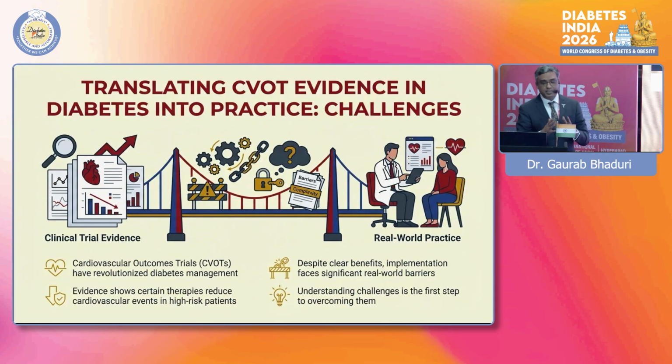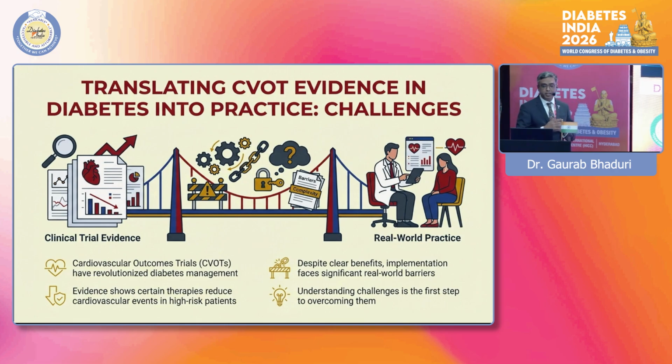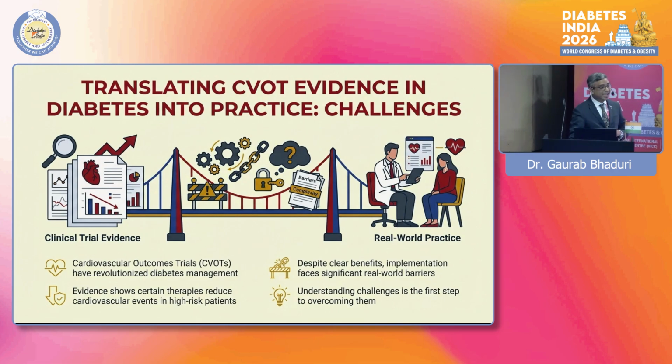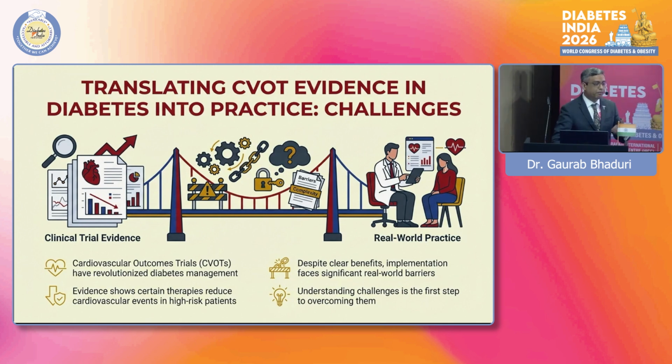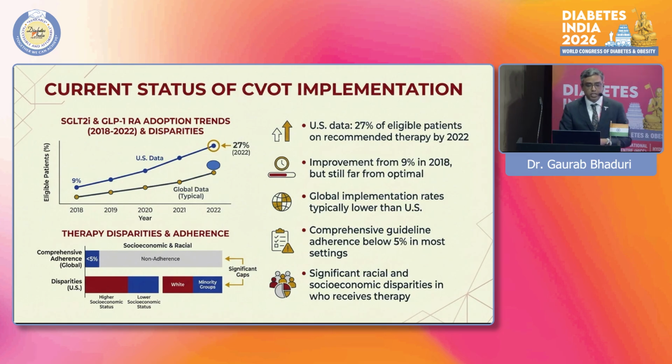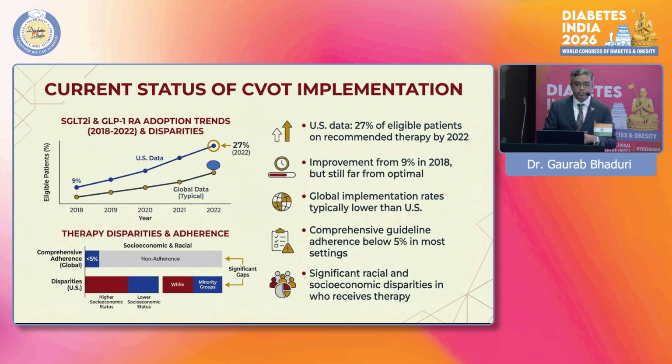But despite the clear benefits, implementation faces significant real-world barriers, and we need to understand these challenges at the very core to make the next step of progress towards overcoming them. So if you look at the current status of the CVOT implementation, we have the SGLT2 inhibitor and the GLP-1 receptor agonist adoption trends.